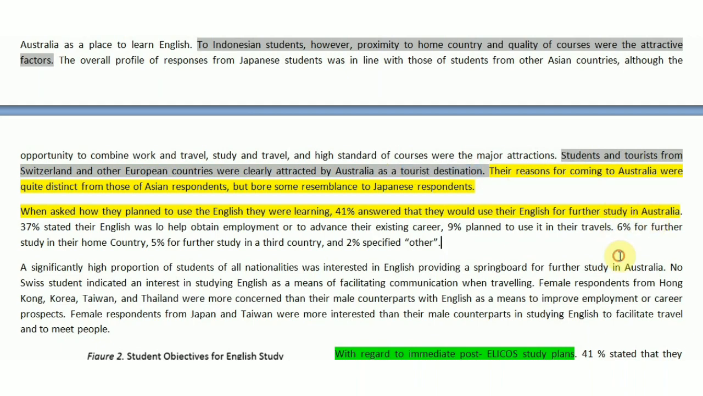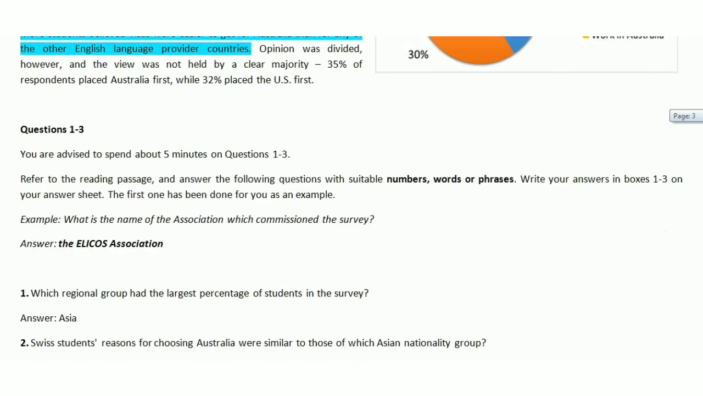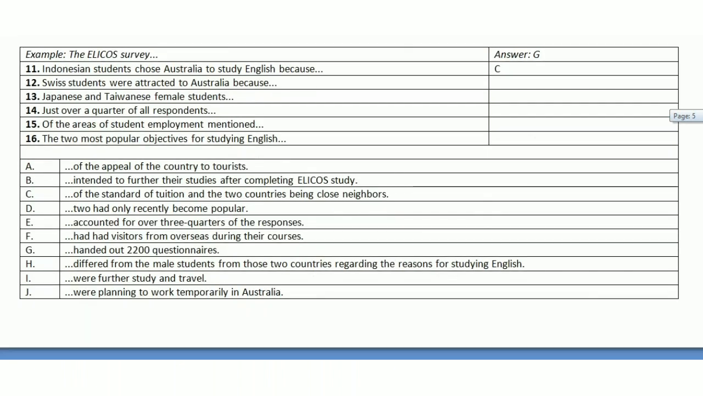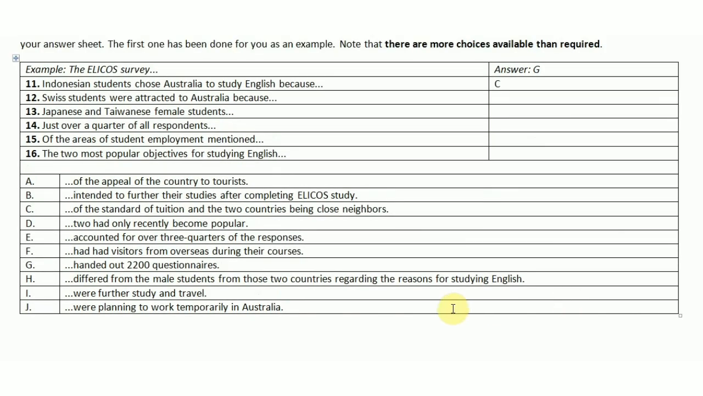So let's see in the options. Tourist destination. Yes, here it is: the first option, the appeal of the country to tourists. So they are talking about tourists. There was very much tourism in Australia. It was a perfect tourist destination. So definitely Switzerland students wanted to go to Australia, they were attracted to Australia, and the answer is going to be A.